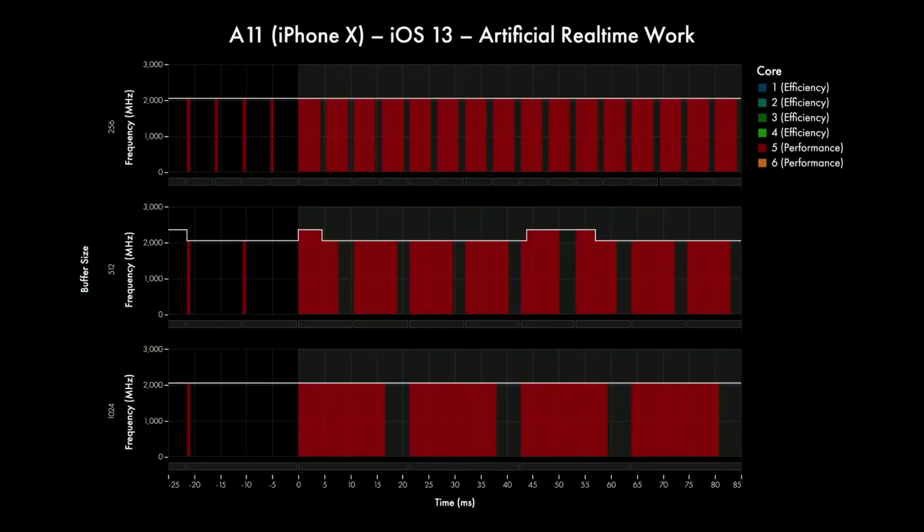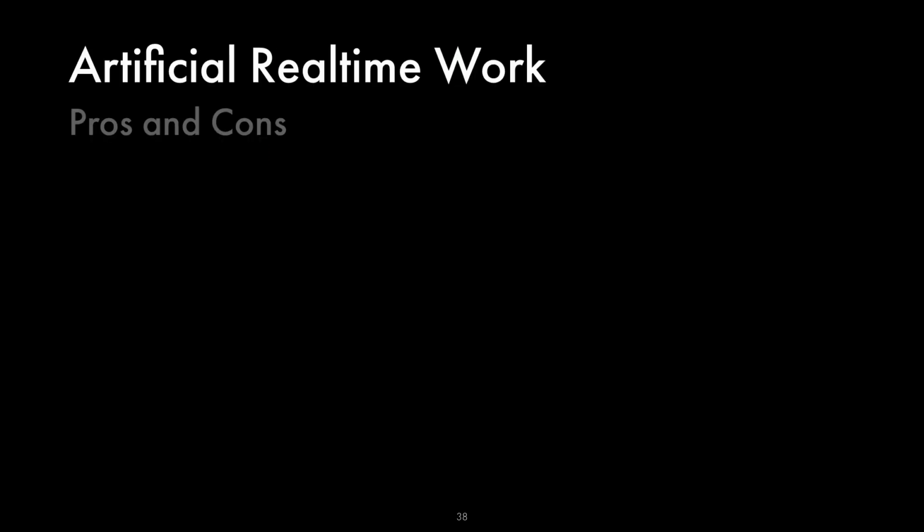So what happens when we try this? What you see is that before the test begins, we're already running at not maximum, but near maximum frequency, and the dropouts are gone. When the test starts at time 0, we are already ramped up and already running on the performance cluster, which is awesome. So what are some pros and cons of this?